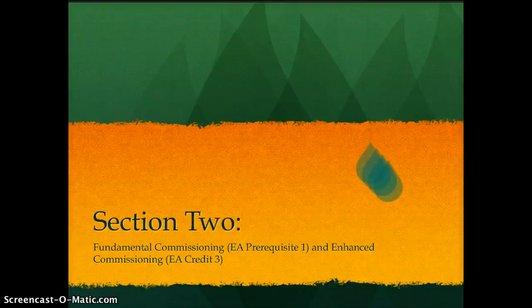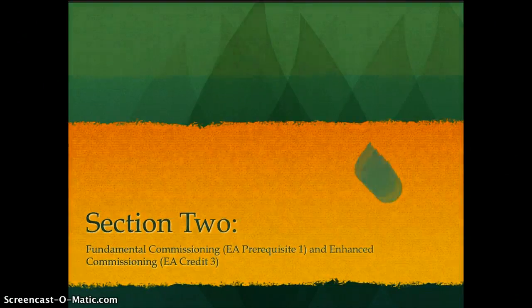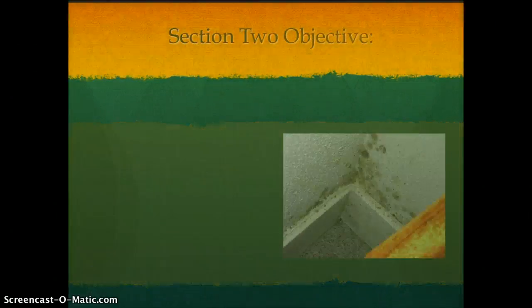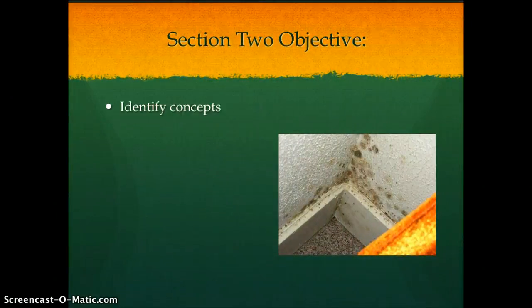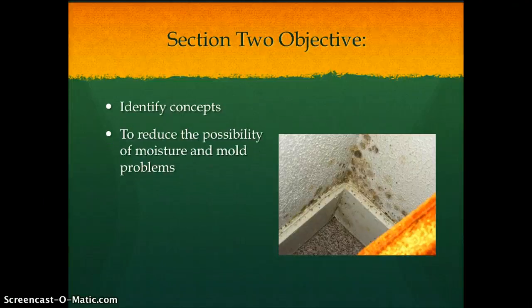Hello, and welcome to Section 2 of the Hidden Risks of Green Buildings course. The main objective for Section 2 is to identify concepts that should be included in building commissioning to reduce the possibilities of moisture and mold problems.